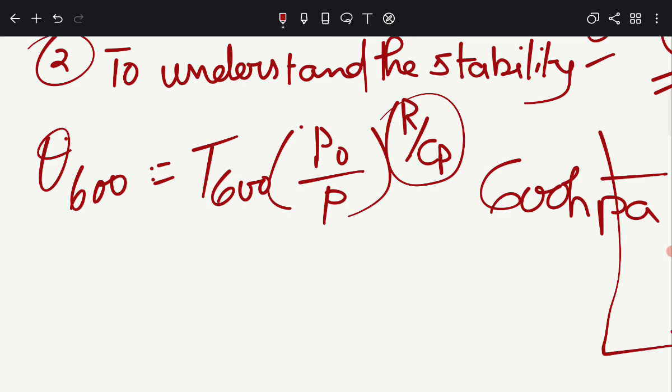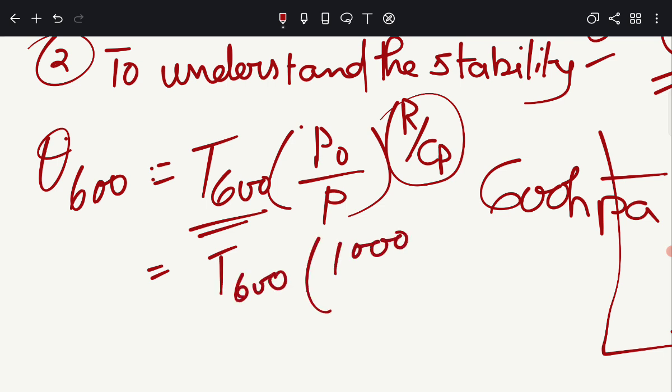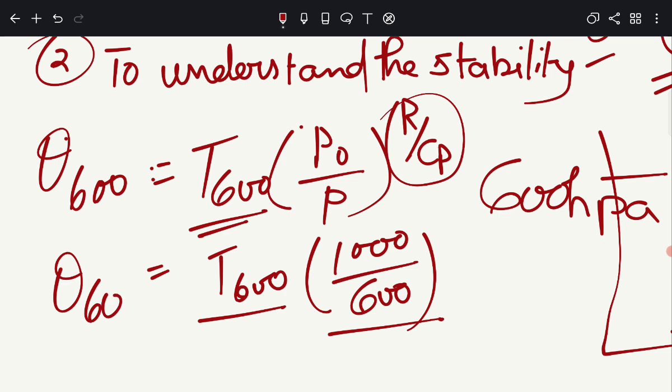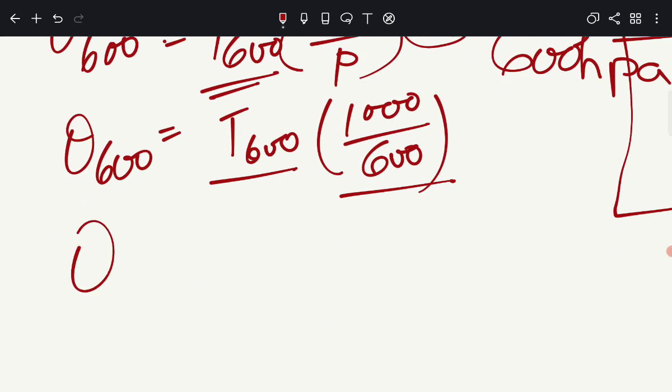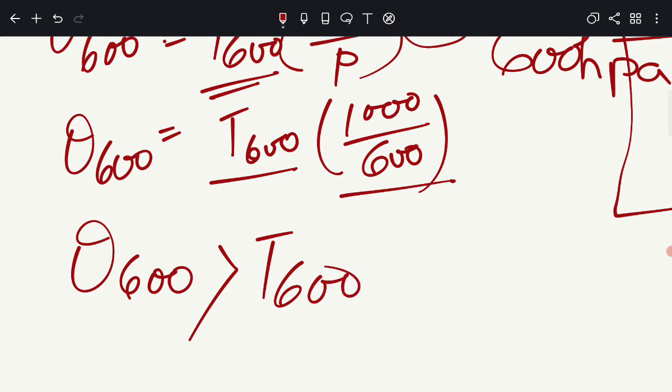So we just do not consider this. What we are doing is T600 times 1000 by 600, so 10 by 6 times T600. That we need to remember. So theta 600 will always be greater than T600. That's what we were trying to convey last day: potential temperature will always be higher than its actual temperature.